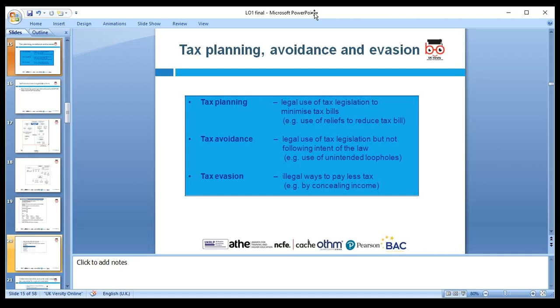Tax planning: legal, yeah. Tax avoidance: it's legal but unethical. And here is tax evasion: both illegal and unethical. Yes, good.